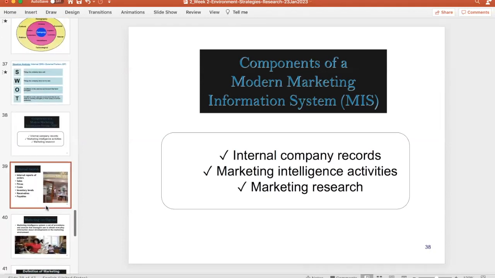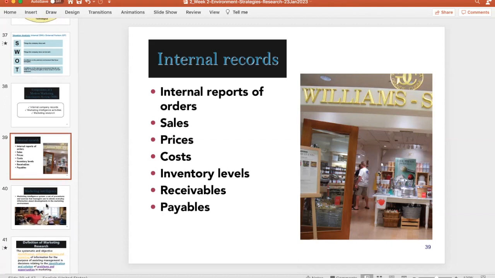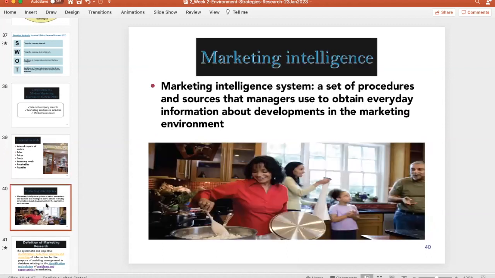So where do you look for these internal records? You look at your sales, you look at the different prices that you have, you look at the changes of cost, you look at your inventories, you look at all of this in order to understand what changes you have in the market. Marketing intelligence is like market research, but continuous. You don't have a problem or a question to answer. You are constantly scanning the environment for a change that may be going against you in the near future or be in your favor.